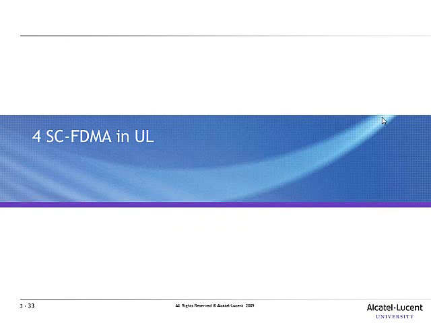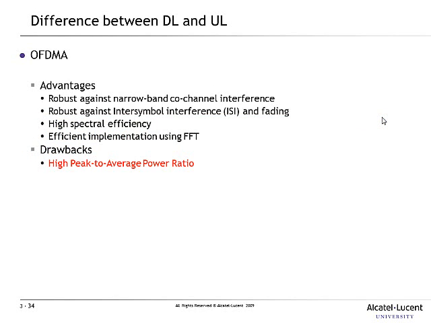Technology that's used in the uplink. So we said that OFDMA is used in the downlink, but in the uplink in LTE we use a different technology called single carrier FDMA. Now the main reason we use this we can find out by looking at some of the advantages and disadvantages of OFDMA. So OFDMA is very good because we are transmitting a very narrow band. Okay, so it's robust against narrowband co-channel interference, and we saw how we align the subcarriers in such a way as to minimize interference between channels.